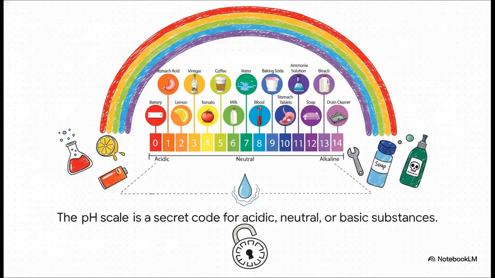And here it is, the pH scale itself. It basically runs from 0 to 14. Just think of it like a spectrum. Anything that falls below a 7 is considered acidic. Right at 7, that's perfectly neutral. And anything above 7 is what we call basic or sometimes alkaline. This little scale right here is our decoder ring for this whole experiment.